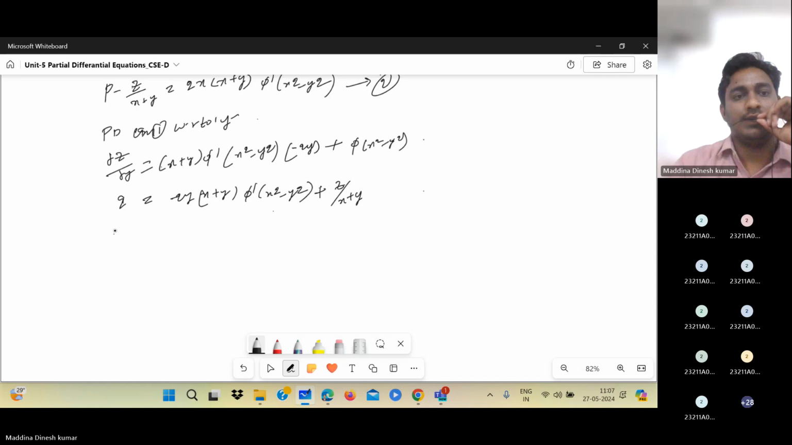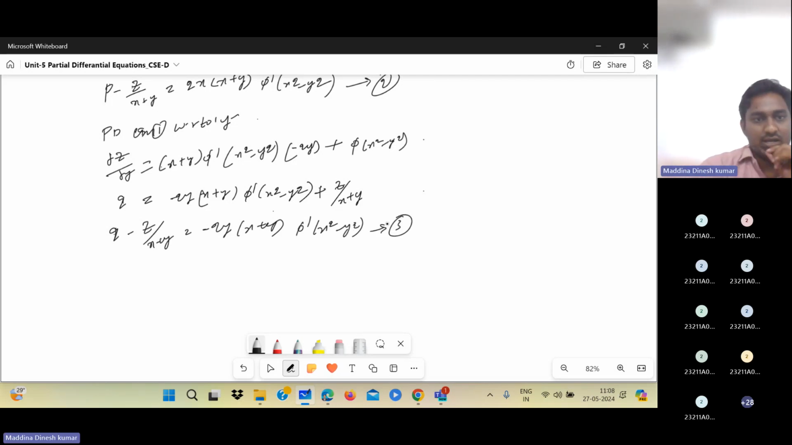Next, q, I'm transferring z by x plus y from the RHS side to the left hand side. Z by x plus y equal to minus 2y into x plus y pi dash of x square minus y square, which is equation number 3. Okay. Now if you divide 2 and 3, this pi function will go. So what remains is the required result.